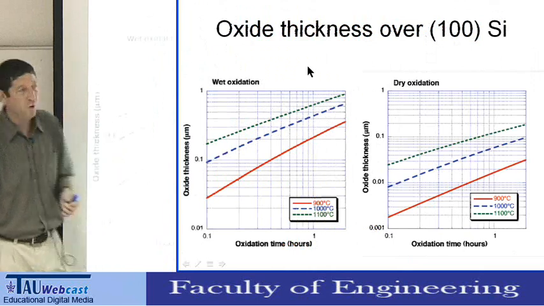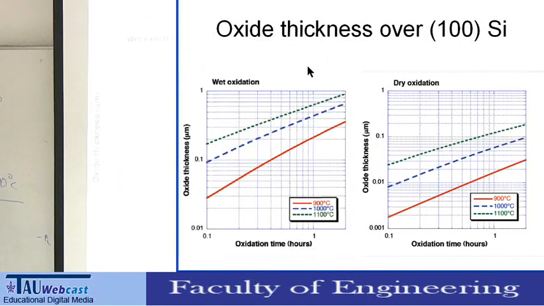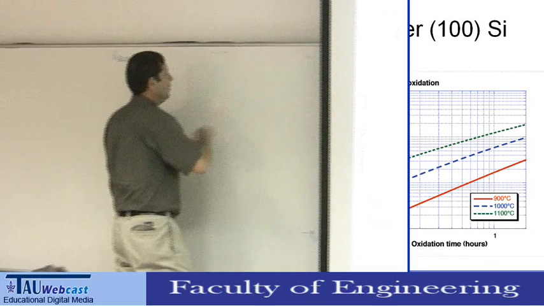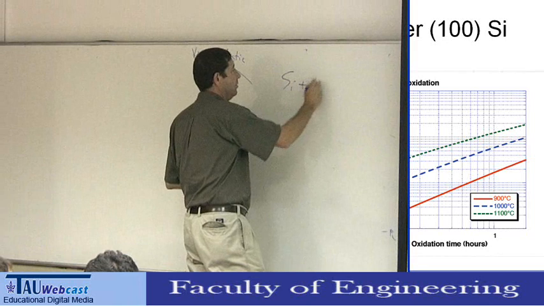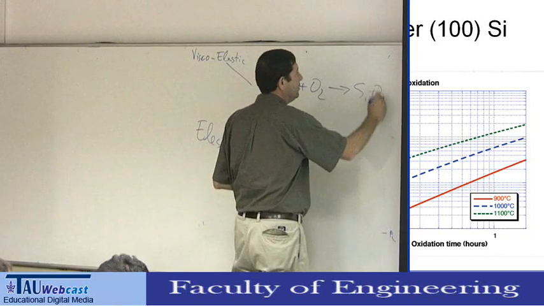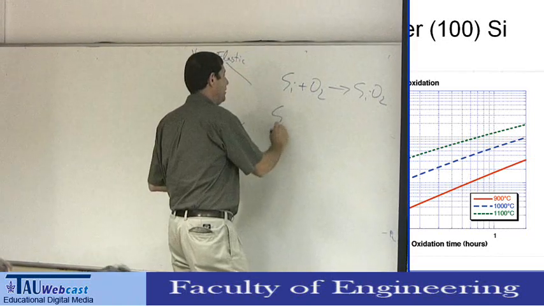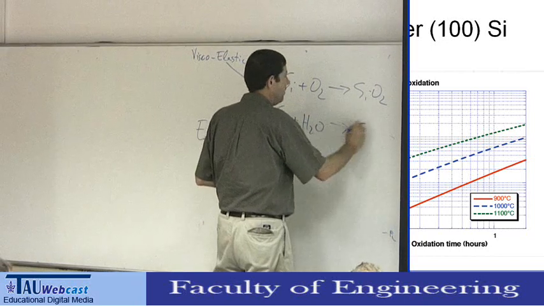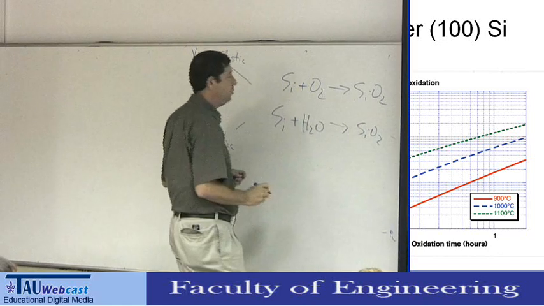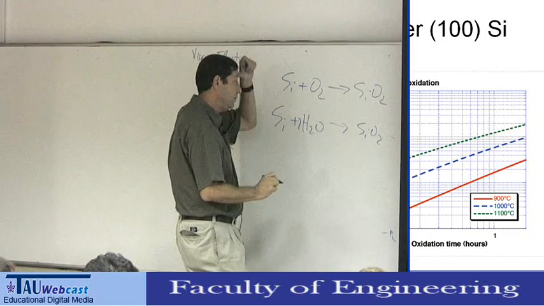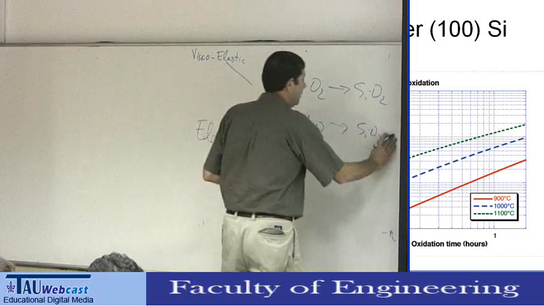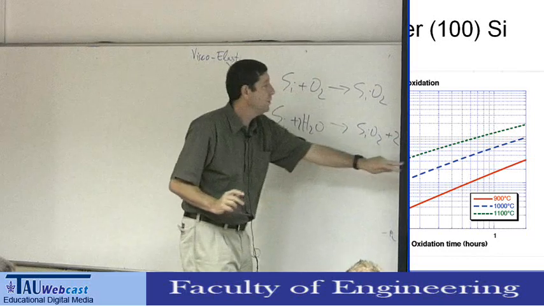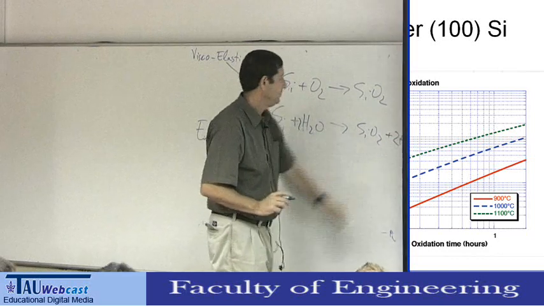Now, there are 2 major processes for oxidation. One process is called dry oxidation: silicon plus O2 going to SiO2. This is called the dry process. And the second process is silicon plus H2O becoming SiO2. And again, I need to balance this equation. It's 2H2O here, and we have 2 hydrogen coming out. I hope that you can see this, the 2 hydrogen coming out.